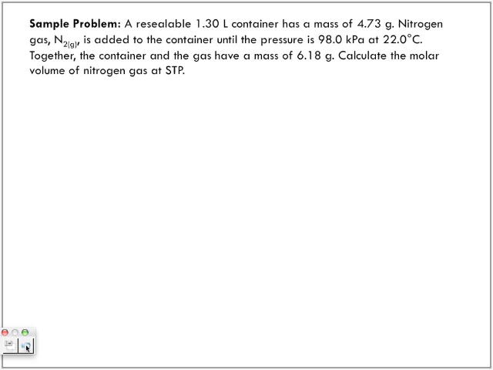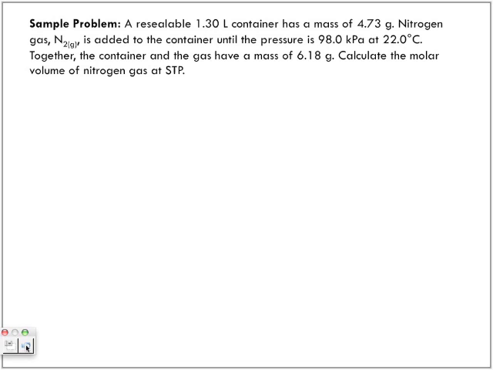Okay, so let's look at the first sample problem. A resealable 1.30 liter container has a mass of 4.73 grams. Nitrogen gas, which is N2, is added to the container until the pressure is 98.0 kilopascals at 22.0 degrees Celsius. Together, the container and the gas have a mass of 6.18 grams. So the container and the gas itself together. We've got the mass of the container with the nitrogen. So calculate the molar volume of nitrogen gas at STP, standard temperature and pressure.